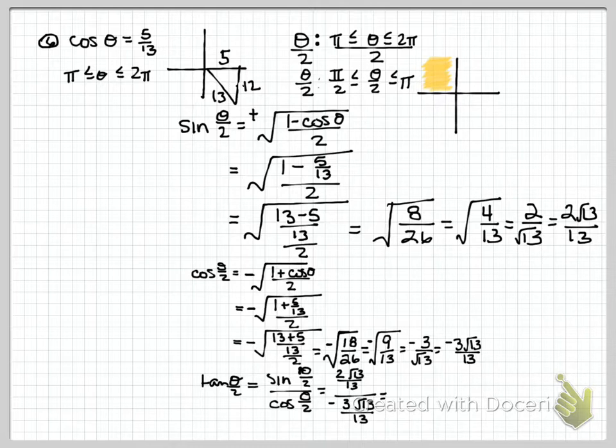We can cross off the 13s, and now that's going to give me negative 2 root 13 over 3 root 13. The root 13s are going to cross. I just get negative 2/3. There's my final result. Okay, so that's example 6. Let's move on to example 7.